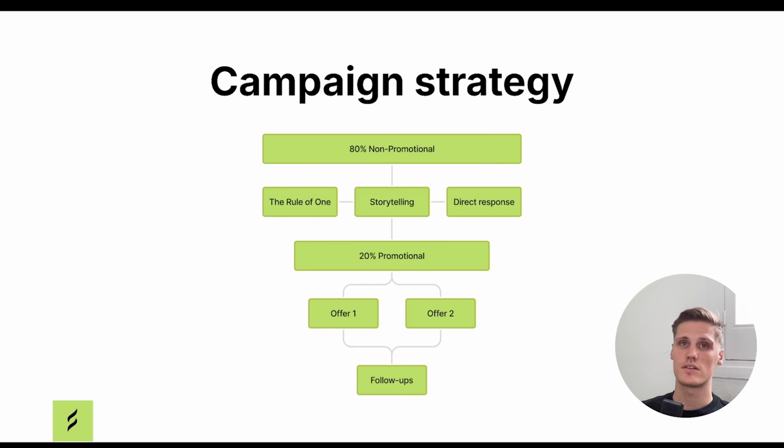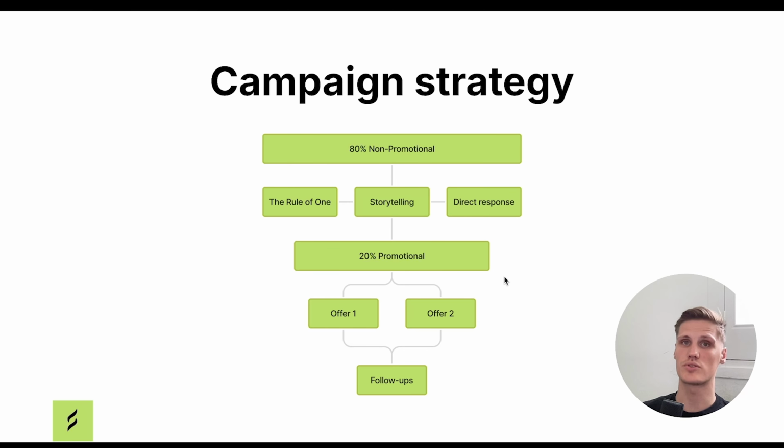So here is the campaign strategy framework. 80% of the campaigns that you send to your list should be non-promotional. And you're going to achieve that by focusing on these three pillars right here. Have the rule of one. You have storytelling emails, and you have direct response emails. They warm up your email list. They create desire around your products. And then every now and then you're gonna throw in a sales campaign.